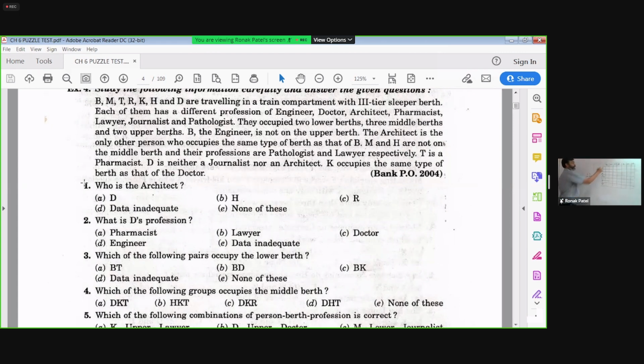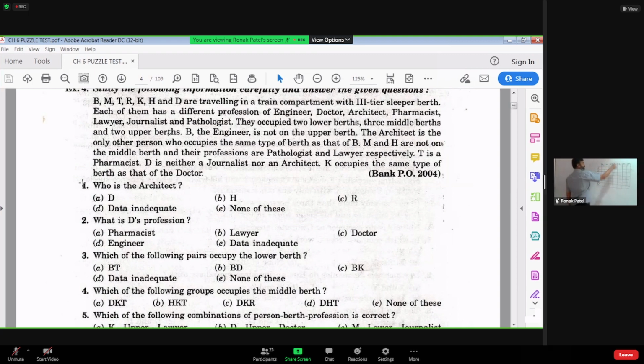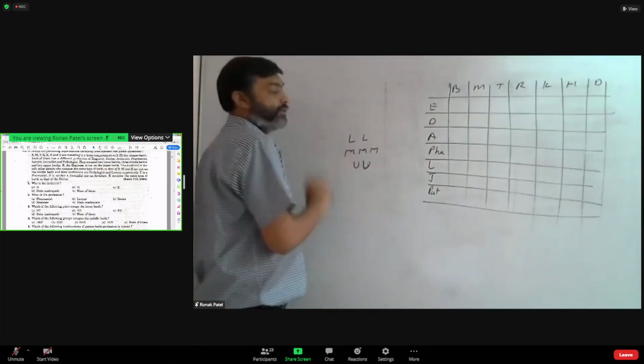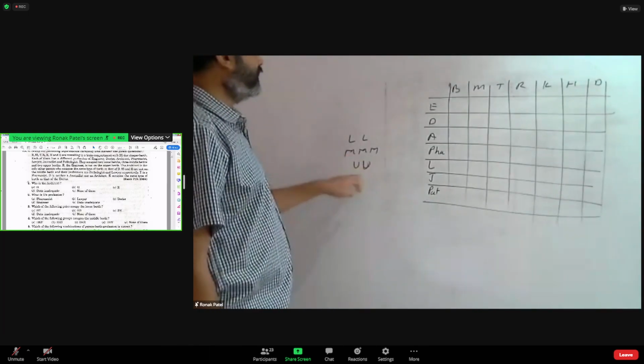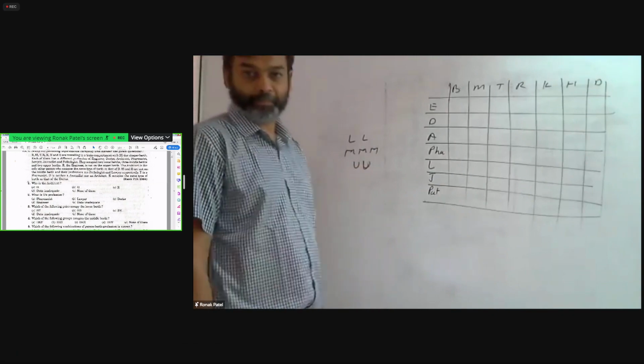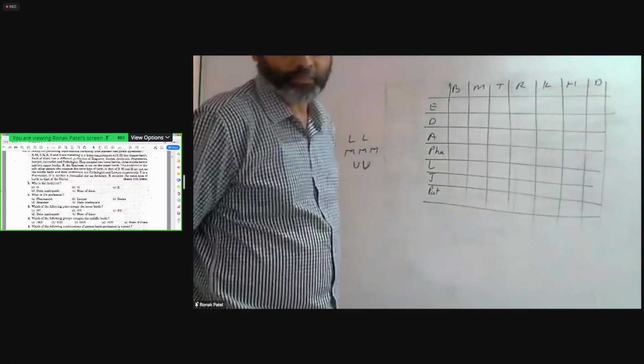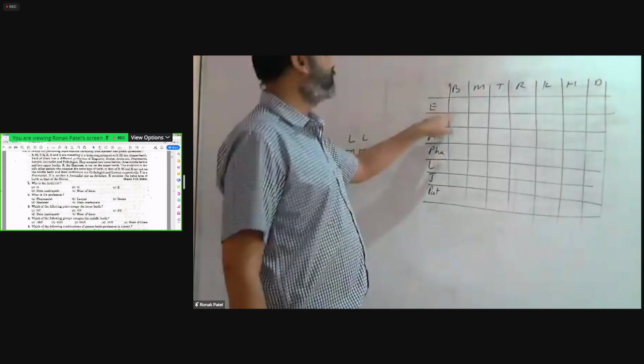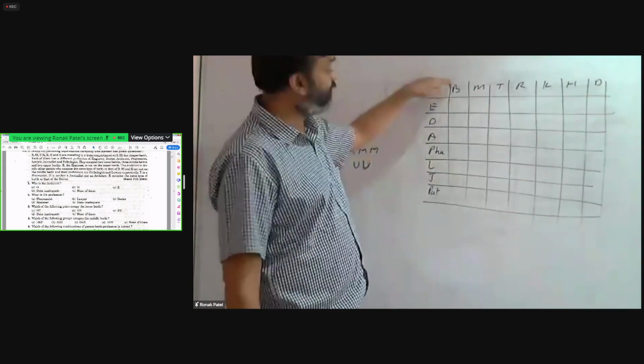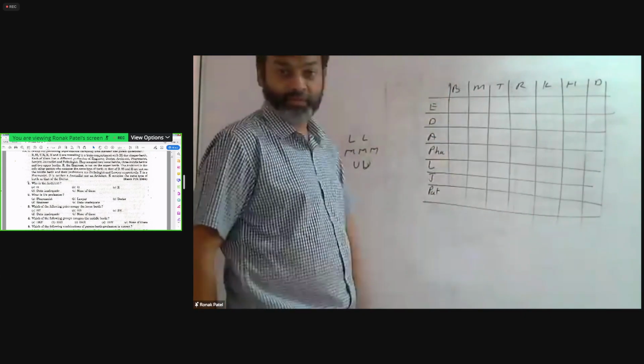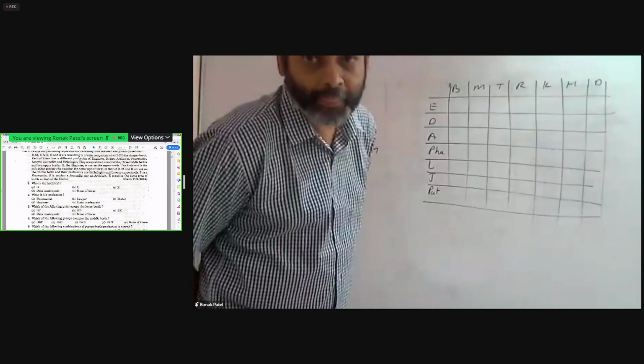These are the basic information I like to keep: the name of the person, their profession, and their berth. 2 lower, 3 middle, and 2 upper. Once you get one person with his berth and profession, it cannot be another profession, it cannot be 2 berths.